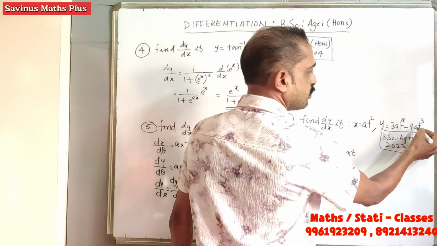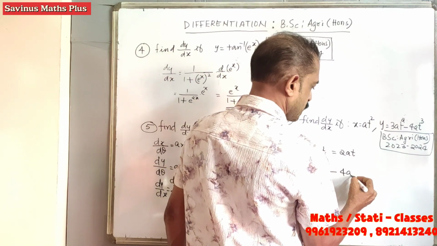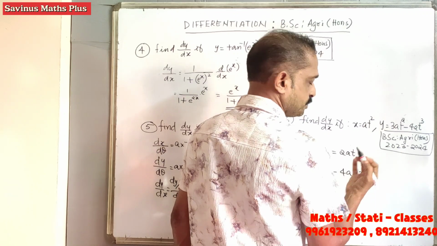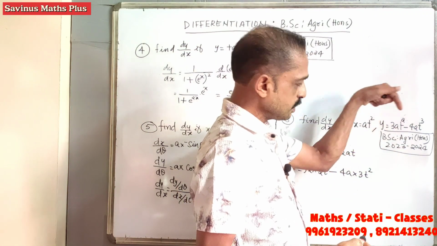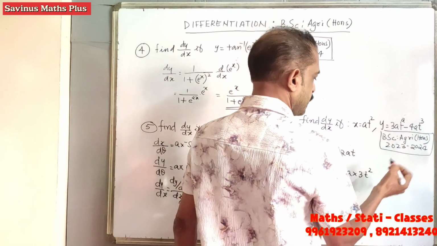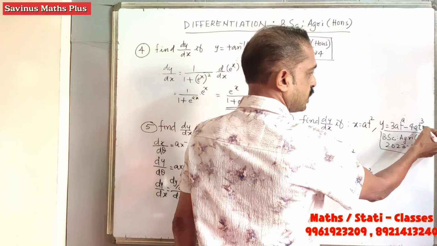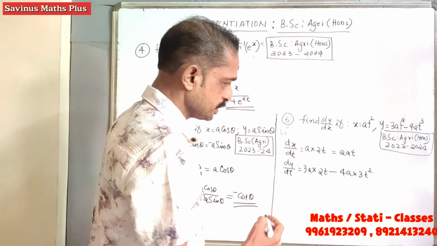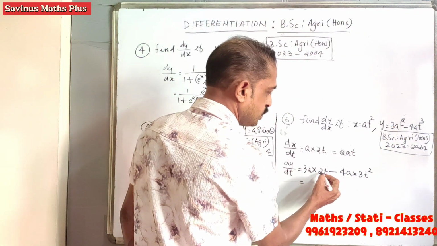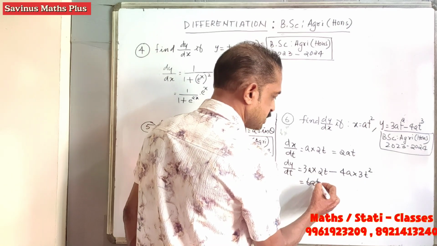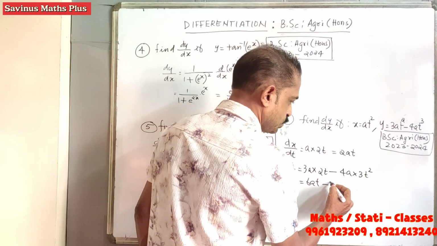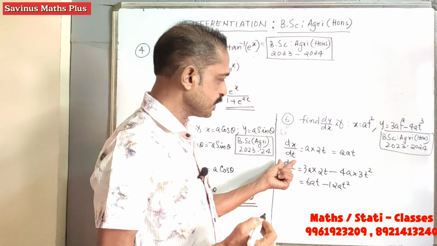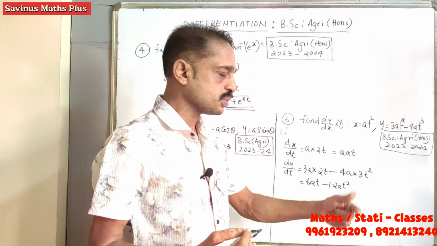Minus, what is the derivative of 4at cube? Here 4a is a constant. 4a into the derivative of t cube is 3t square. The derivative of x cube with respect to x is 3x square. What is the derivative of x raised to n? N into x raised to n minus 1. So the derivative of x cube is 3 into x raised to 3 minus 1, and 3 minus 1 is 2. So this is 3 into 2, 6, a into t, 6at. Minus 4 into 3, 12, a t square. So dx by dt is 2at, dy by dt is 6at minus 12a t square.